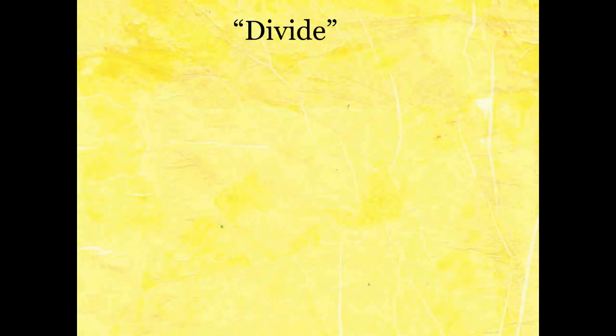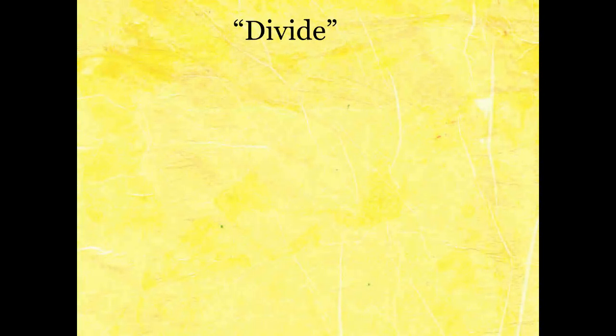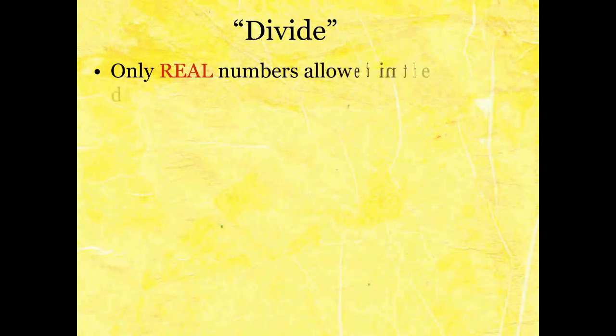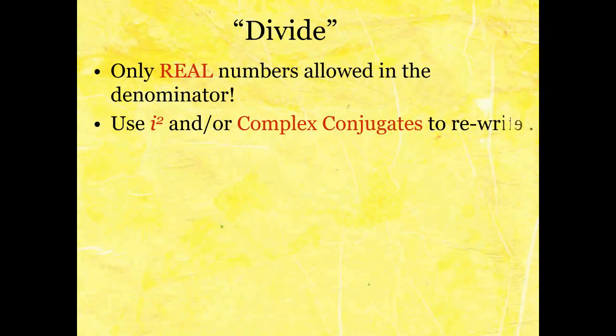So division is in parentheses because it's really not division. This kind of sounds familiar, right? It's really simplifying. And the idea is that we only want real numbers in our denominator, that's our goal. So we're going to use complex conjugates and the idea of i squared, because that's just a real number, to get any i's, any imaginary components, out of the denominator, to just rewrite it, right? Like we have equivalent fractions. We do that all the time. That's what we're going to be doing here.